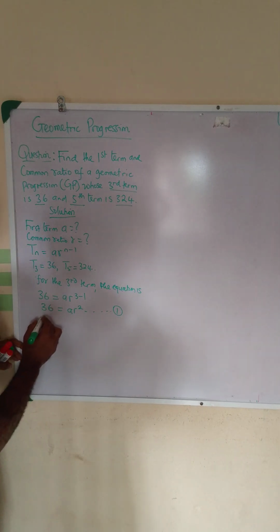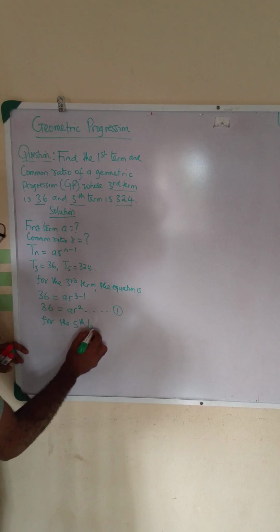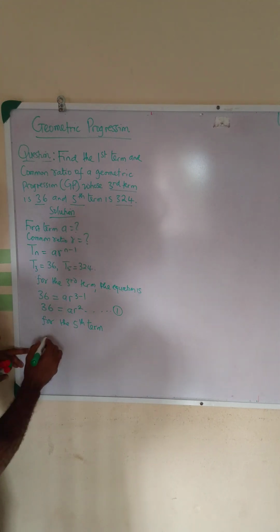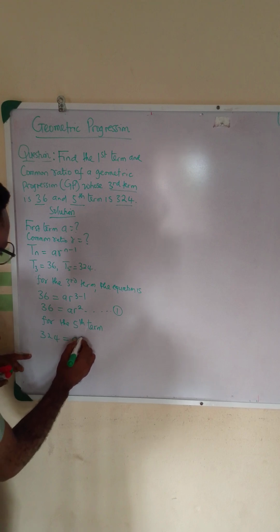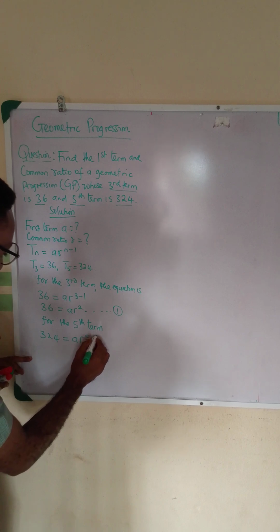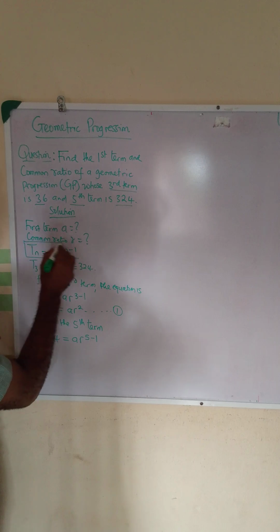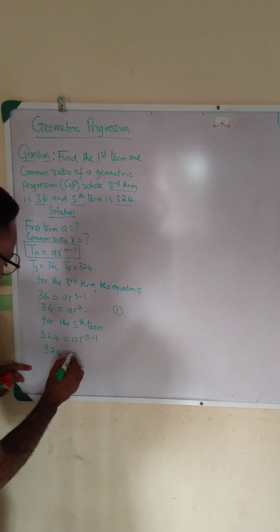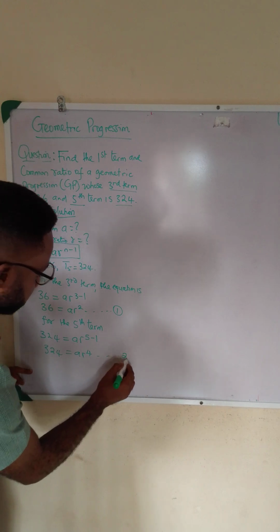And so for the fifth term, we have 324 equals A R raised to 5 minus 1, because we are dealing with the fifth term. Note this formula, that's what we are using to substitute those values. So this will be 324 equals A R to the power 4, since 5 minus 1 is 4. This is our equation 2.